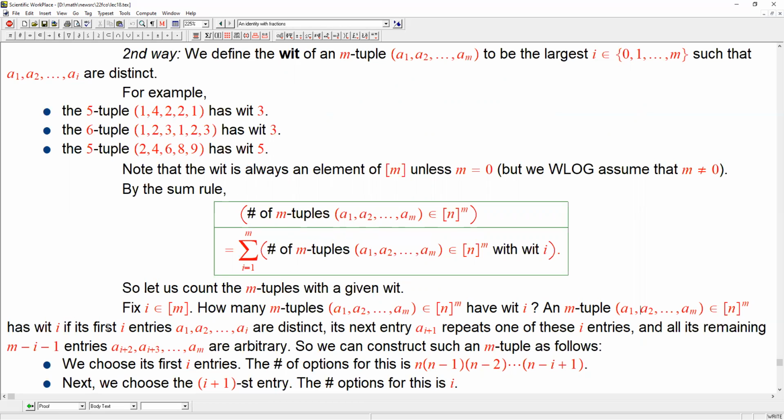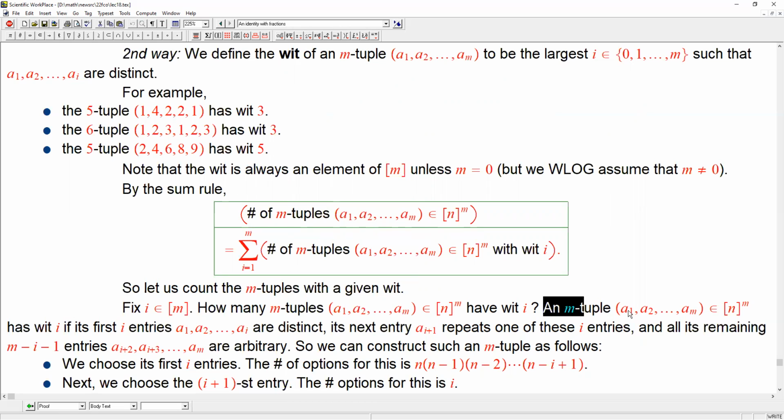It means that the first m entries are distinct, and the next entry, a_{m+1}, repeats one of these m entries. But wait, there is no next entry. The first m entries already give you the whole tuple. So this is an exception to our reasoning.